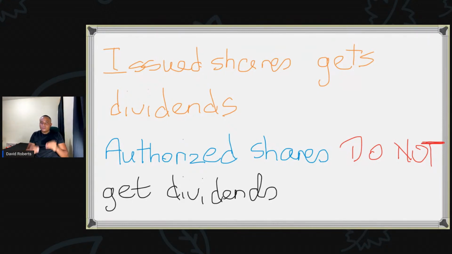Right? So this is an important distinction to note: the shares that are issued will get dividends, but the shares that are authorized will not.